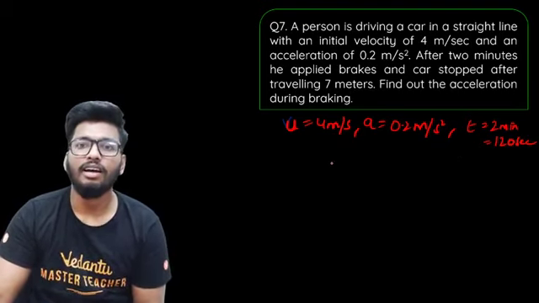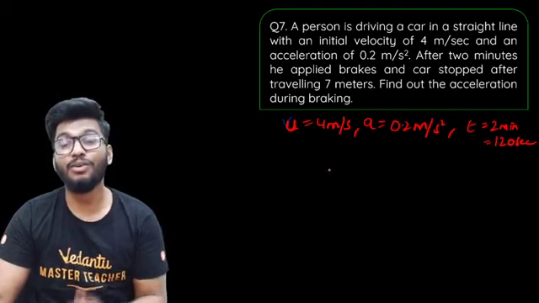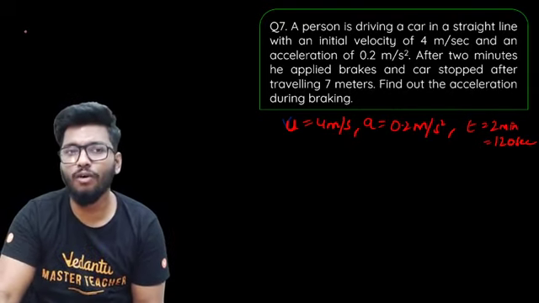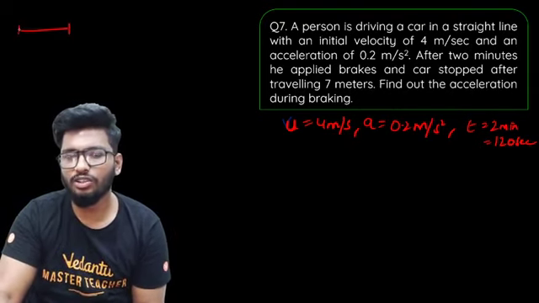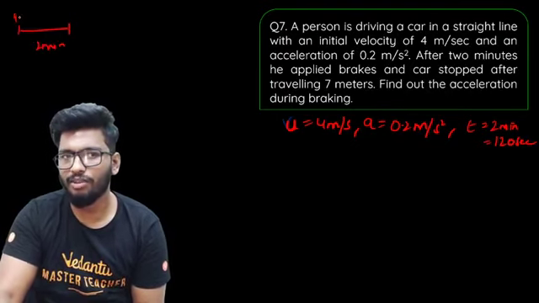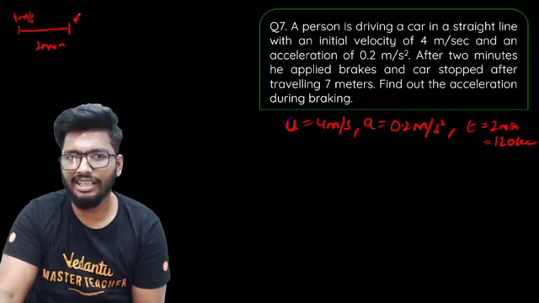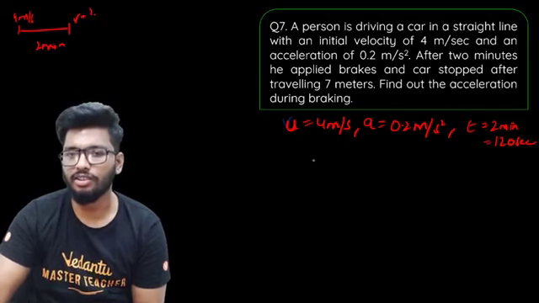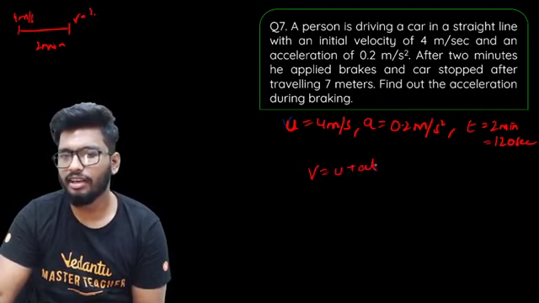First of all, find out what the final velocity is before he applies the brake. So he is traveling for 2 minutes with some velocity. He started with 4 meter per second. What is his final velocity? Find that out first. So how will you find out the final velocity? V is equal to U plus AT. I think I can use that formula.